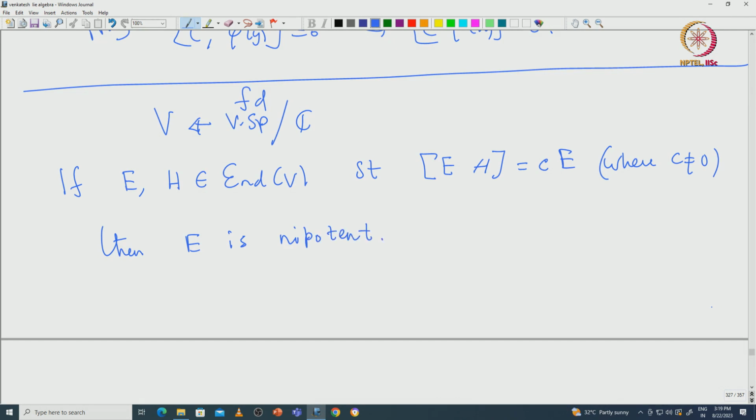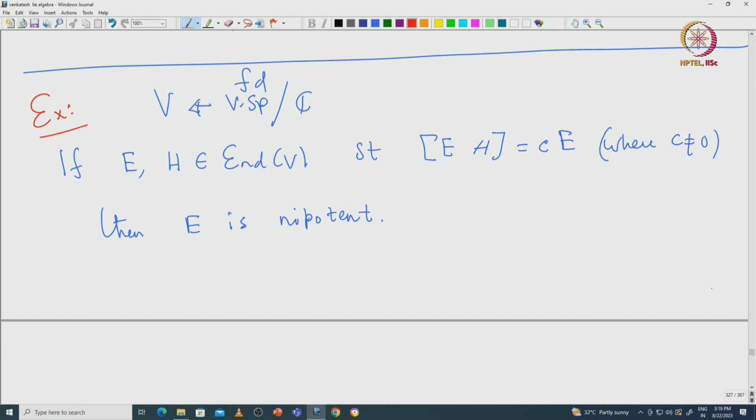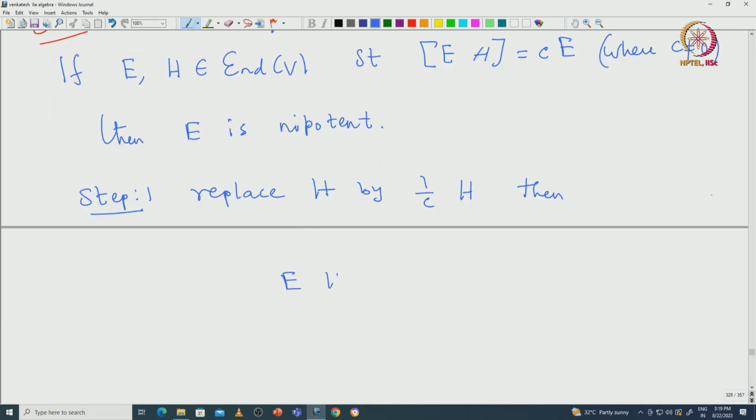This is a very interesting exercise that one can do. Maybe I will outline the proof. You can also think about various proofs of this fact. The very first deduction is that because the scalar C is non-zero, you can scale H and then assume that this C is 1. So, step 1, replace H by 1 by C H. Then the equation reads as follows: the bracket of E and H will become equal to just E.